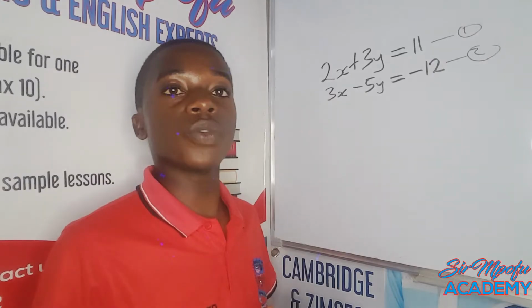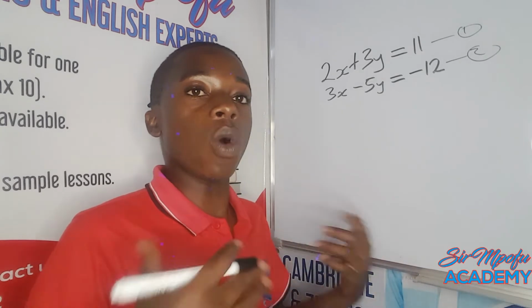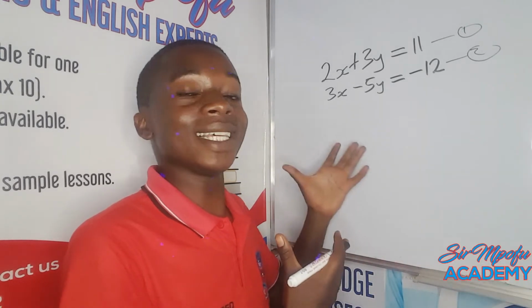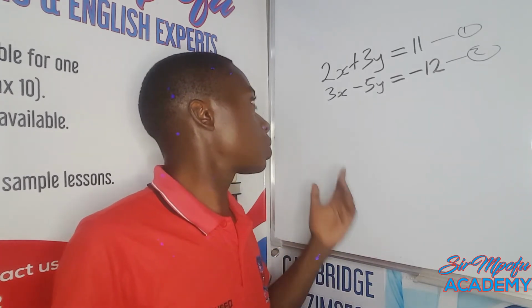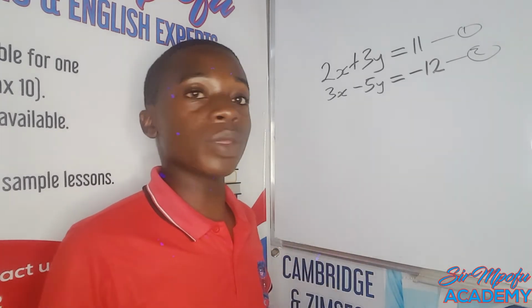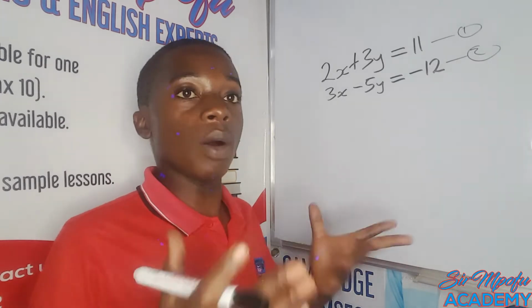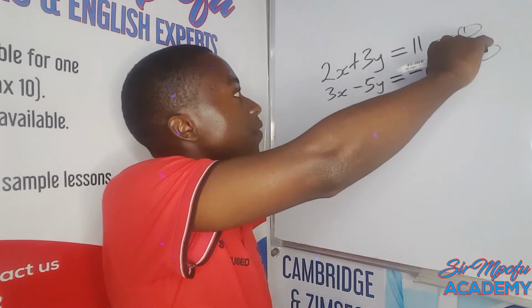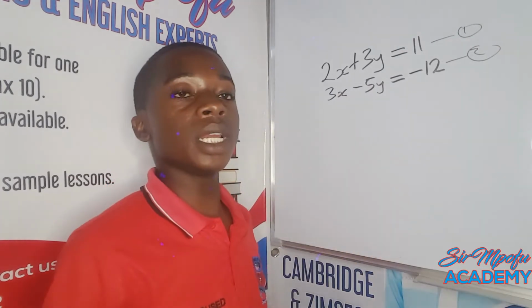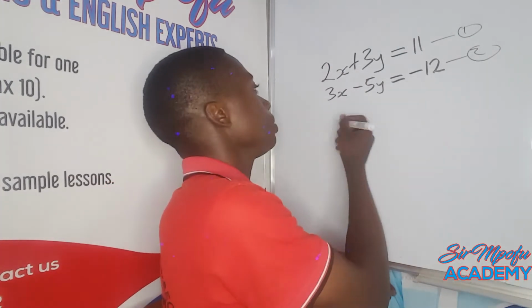Solve the following simultaneous equation. Remember, there are so many ways of solving simultaneous equations depending on the question. But in this case, any method is applicable here. So you can use substitution, you can use matrix method, you can use elimination. I want us to use elimination. And for us to eliminate, we are going to multiply the first equation by 3 and the second equation by 2, so that we have a similar coefficient.